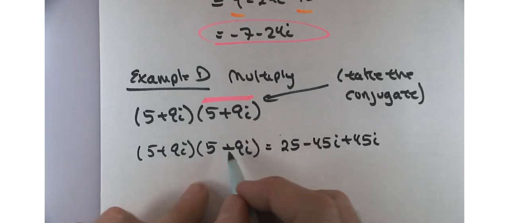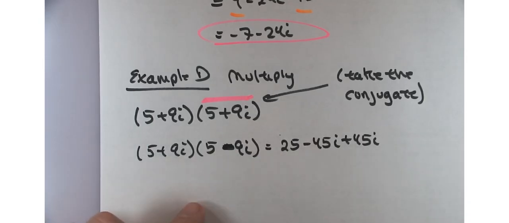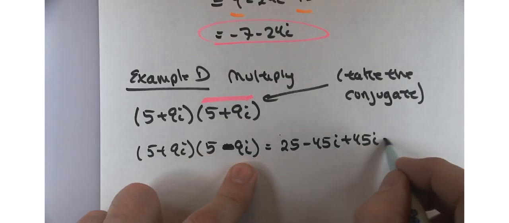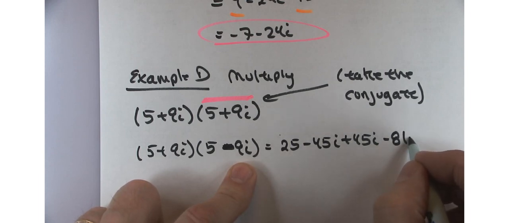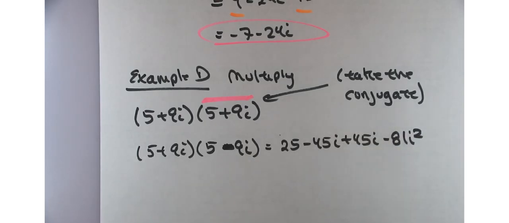That's a minus in here. 9i times negative 9i gives you negative 81. Somebody fill in the rest. Negative 81 i squared. Excellent. Now those middle terms cancel each other out. You should get a lot of simplification here.